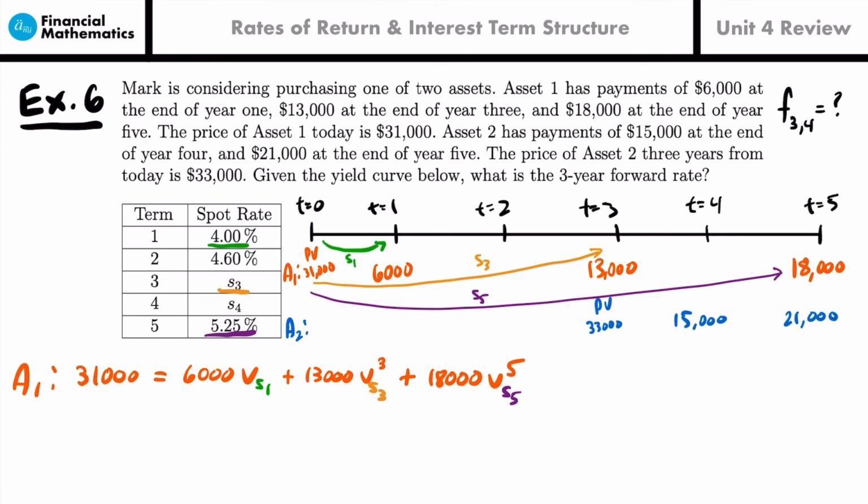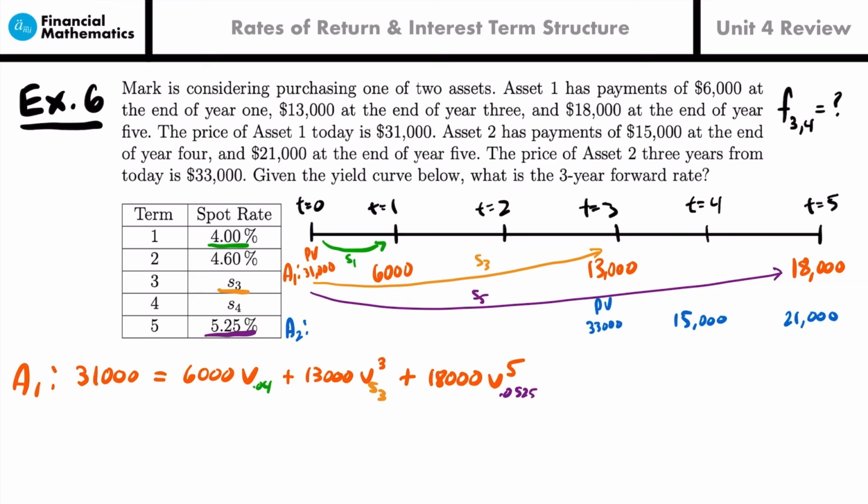This is good for asset 1. However, since we do know what this spot rate is and this spot rate is, I'm going to actually write in what those decimals would be for those rates. So S sub 1 is 4%, so that's just 0.04. And then for S sub 5, we have 5.25%, so we have 0.0525 as that spot rate. All right, and now you can see in this equation, there's only one unknown value, and that is this spot rate, S sub 3.